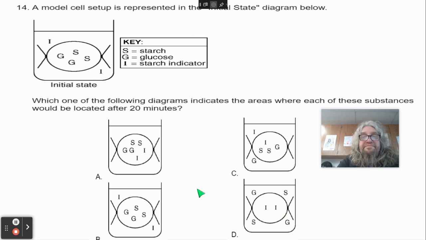Number 14, a model cell setup is represented in the initial state diagram right here below. Here's the key: starch is S, G is glucose, I is iodine, starch indicator. Which one of the following diagrams indicates the areas where each of these substances would be located after 20 minutes? Is it A, B, C, or D?